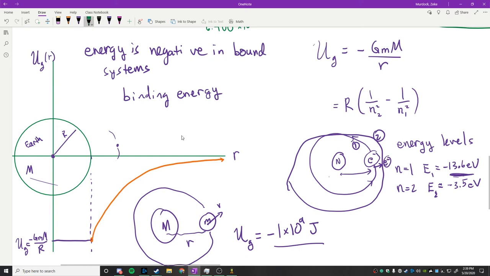The way you can think about this, to understand something about it, is to imagine I have an object, and let's just put a ball on this little curve right here.